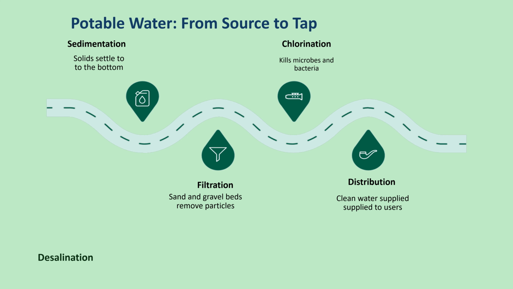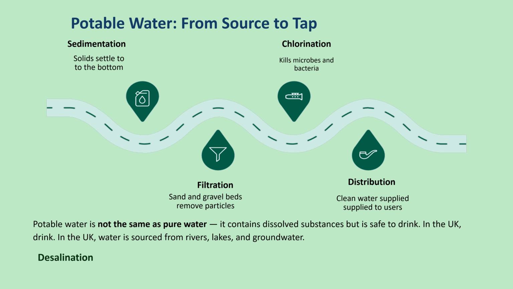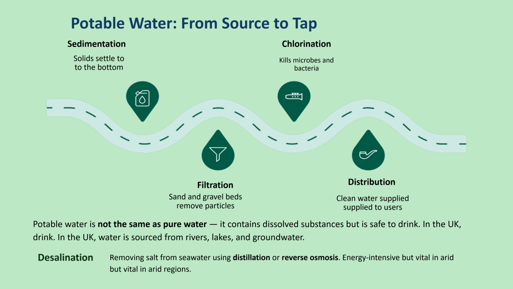Potable water is water that is safe for humans to drink. It must contain low levels of dissolved salts and microorganisms. In many countries, fresh water is limited, so water treatment is essential. The main stages of water treatment are filtration and sterilization. Filtration removes solid particles, while sterilization kills harmful bacteria and microorganisms. In some countries, desalination is used to remove salt from seawater, although this process uses large amounts of energy.